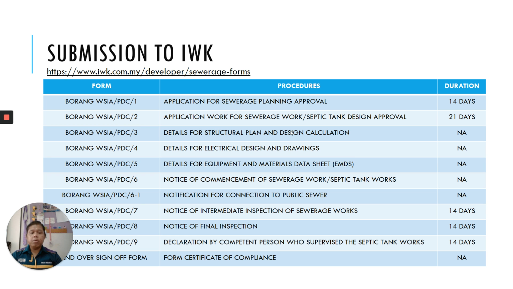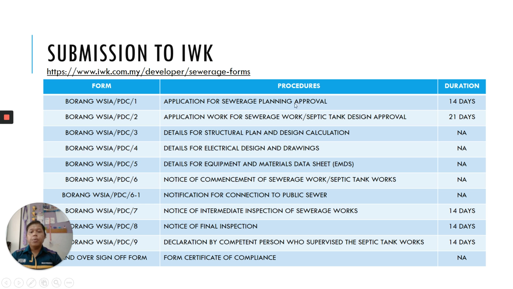Okay, so now I will continue on the submission to IWK to get the approval for the sewerage design. There are 9 stages actually, or 10 stages, but we have to check whether we need them or not. Normally we have PDC form 1, 2, 3, 4, 5, 6, 6-1, 7, 8, 9, and also the handover sign off form. We may check from this website. The first one is the application for sewerage planning approval. Of course, as a consultant, we have to fill up this form and do a submission.